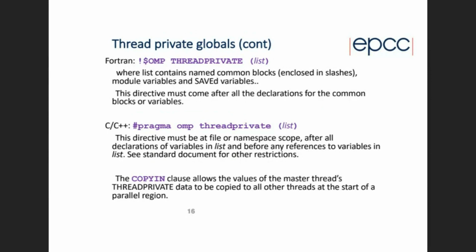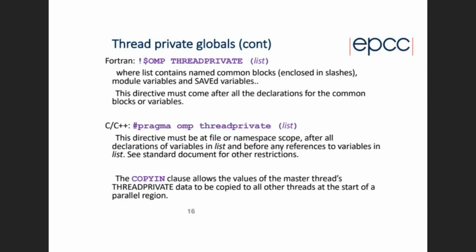The only thing that copyin does is that at the start of the parallel region, whatever values were in the master thread's copy get propagated into the copies on all the other threads. Which is just a convenience, because that's maybe what you want in some cases. But you don't have to use that. Otherwise the other threads' copies will be uninitialized, and you have to initialize them inside the parallel region.